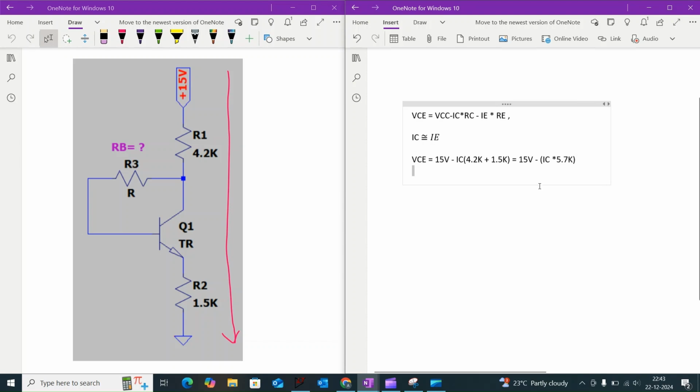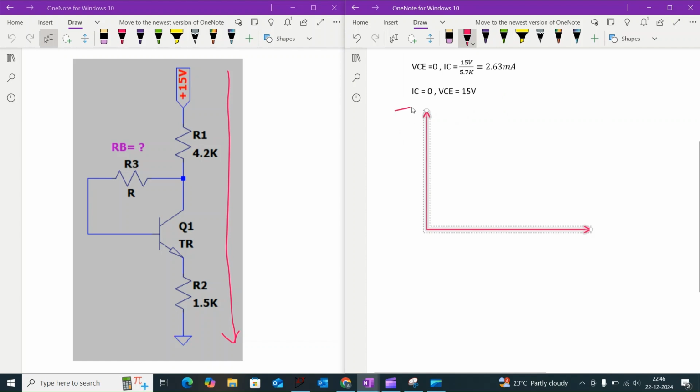To draw the load line, we need at least 2 points. We can find the two extreme points by setting IC and VCE to 0. If we apply VCE equal to 0, we will get the maximum value of collector current, which is equal to 15 volt divided by 5.7 kilo ohm. When we simplify this, we will get 2.63 milliamps. Similarly, when we put collector current IC equal to 0, then we will get maximum VCE, that is equal to 15 volt.